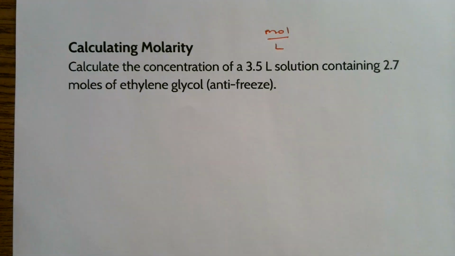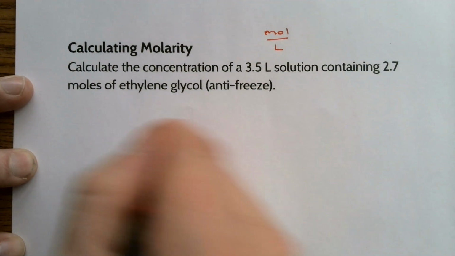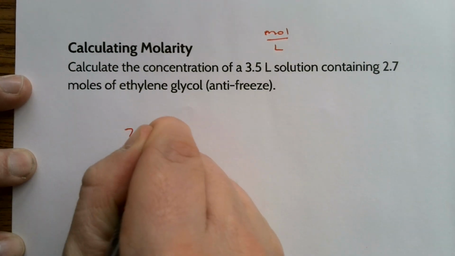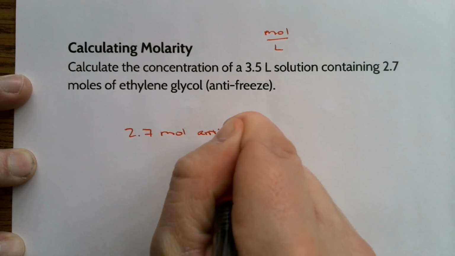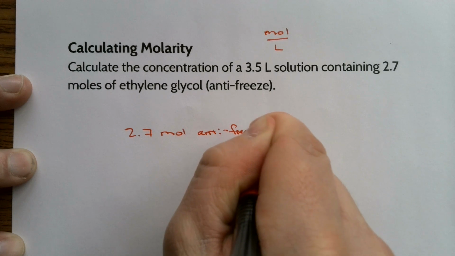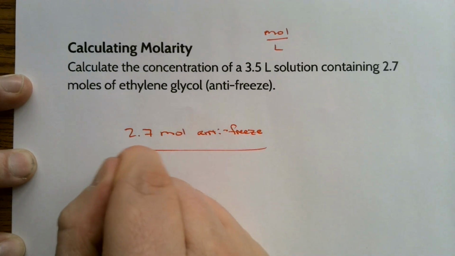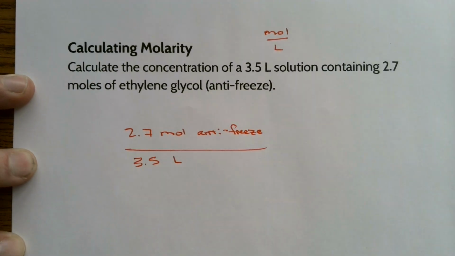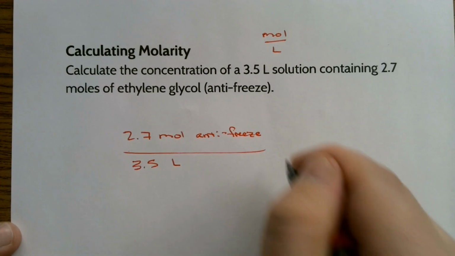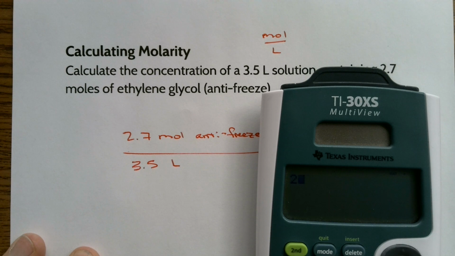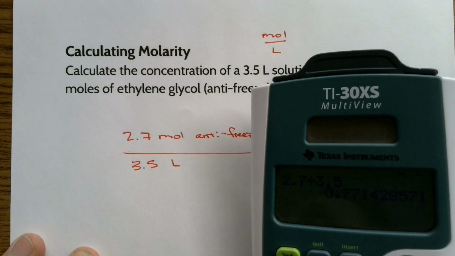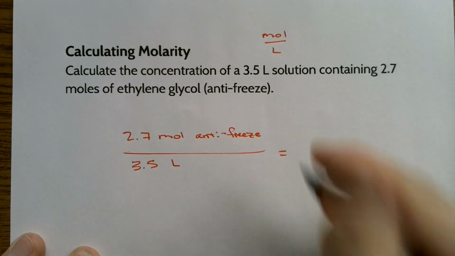So all we got to do is just set it up. Our molarity is 2.7 moles of basically antifreeze, and I divide that by 3.5 liters. To calculate molarity, all I got to do is just divide them. So 2.7 divided by 3.5 gives me a total of 0.77.